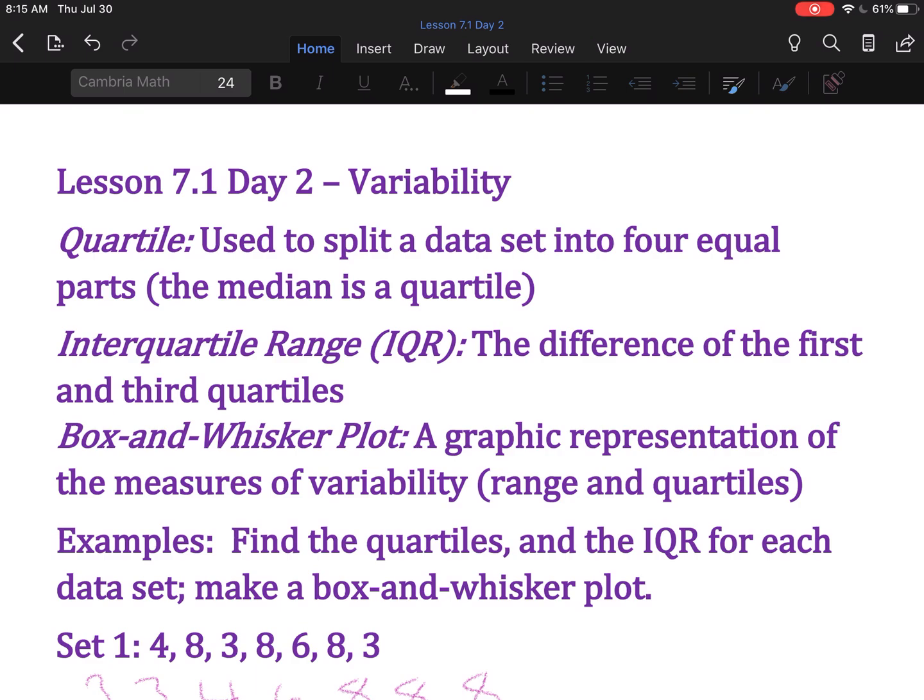Interquartile range is the range between the quartiles. So it's the biggest quartile minus the smallest quartile, just like range is the biggest number minus the smallest number. And a Box-and-Whisker plot is a graphic representation of the measures of variability, which are your range and your quartiles. They're not difficult.